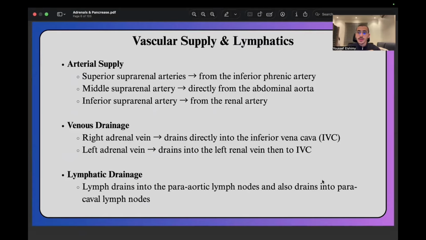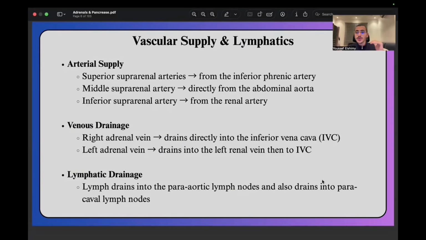Okay, now talking more in detail about the vascular supply and lymphatics. Regarding the arterial supply, we said that each gland receives three arteries. You have the superior, the middle, and the inferior suprarenal arteries. The superior suprarenal artery, superior, it's above. And you know that above the adrenals you have the lower aspect of the diaphragm. So in order to remember it, the superior suprarenal artery comes from the inferior part of the diaphragm, or the inferior phrenic artery. Okay?